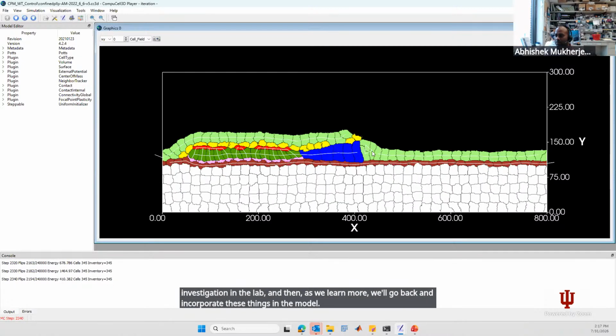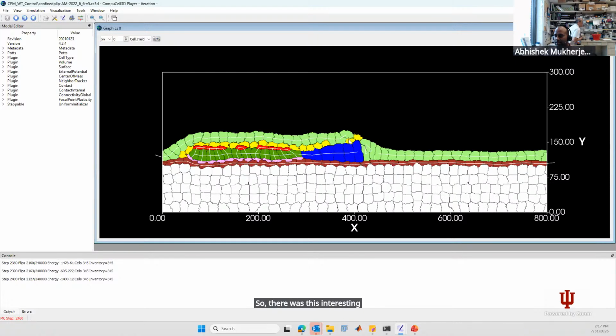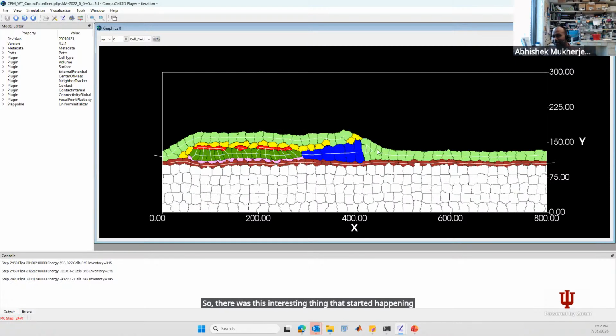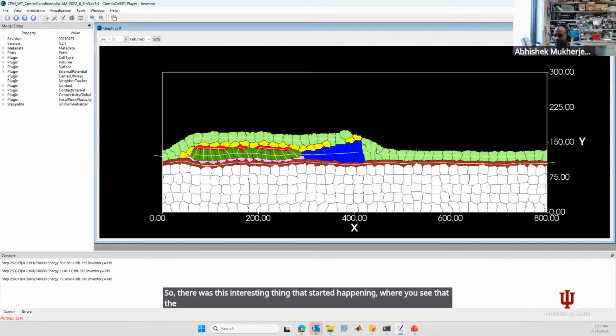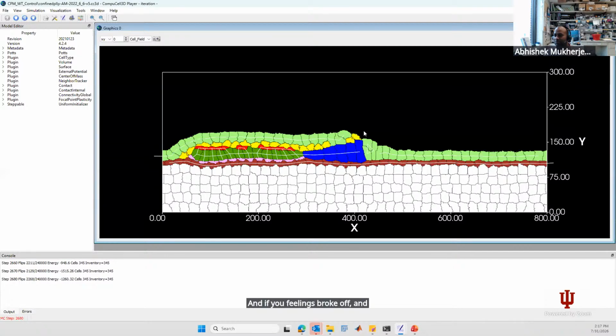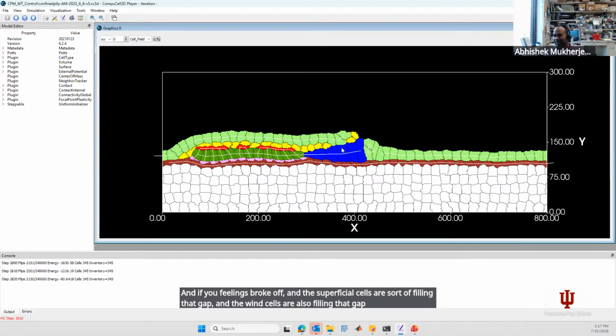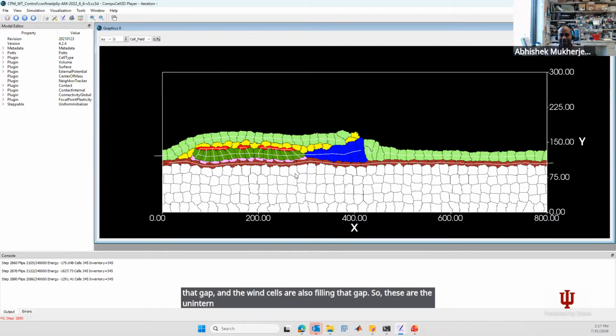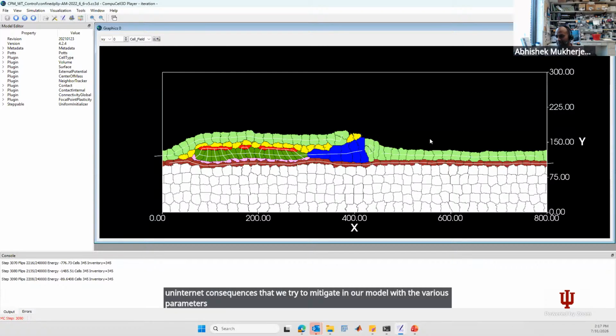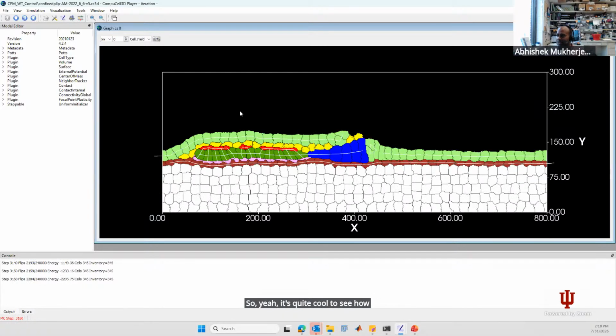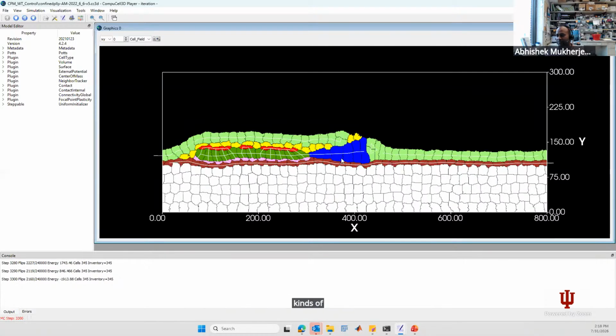So there was this interesting thing that started happening, where you see that the skin layer broke off, and the FPP links broke off, and the superficial cells are sort of filling that gap, and the Wnt cells are also filling that gap. These are the unintended consequences that we try to mitigate in our model with the various parameters. So yeah, it's quite cool to see how the system evolves with different kinds of parameter values.